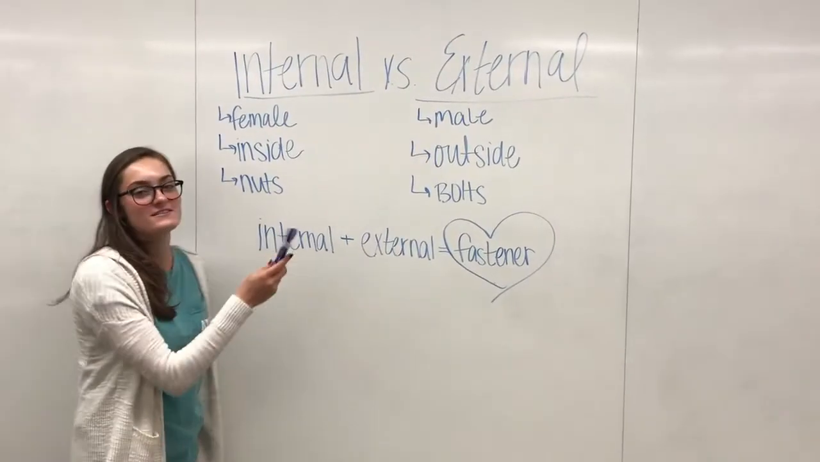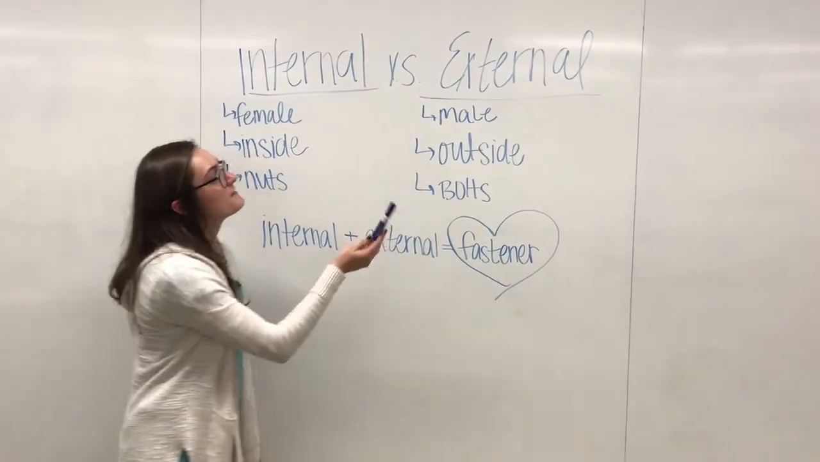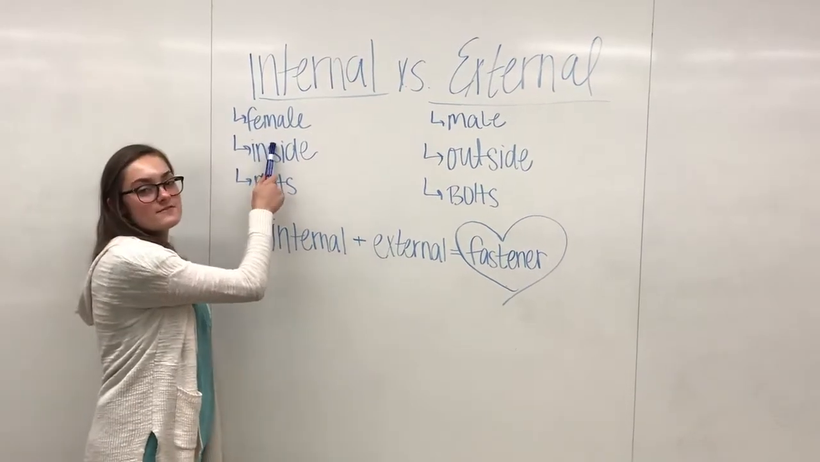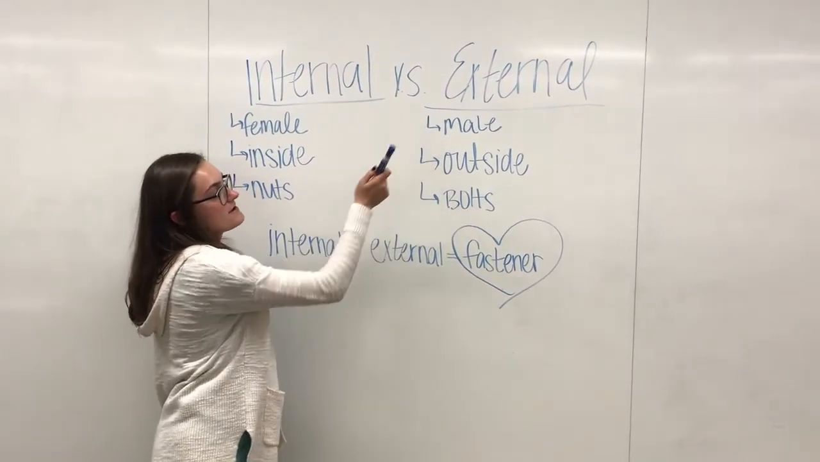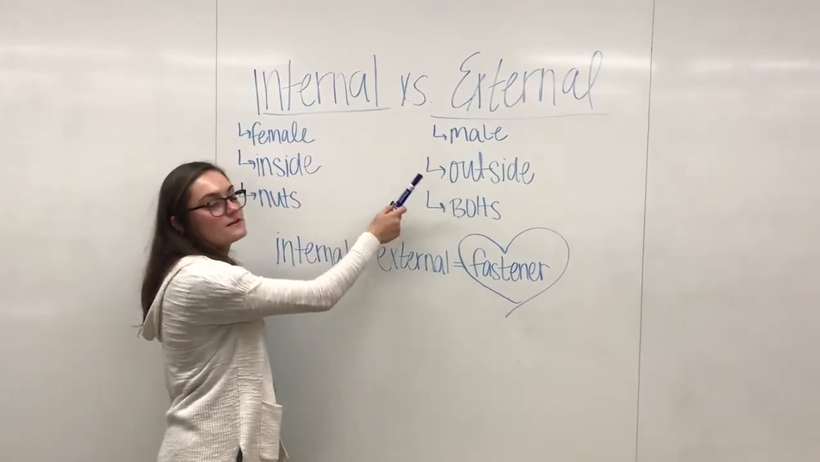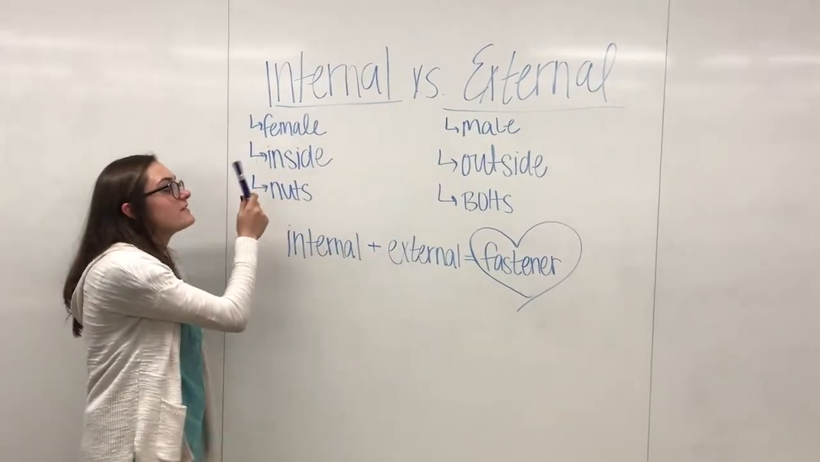Okay, so there's two different kinds. There's internal and external threading. Internal threading is also known as the female and external is the male because the male has threads on the outside and the female has threads on the inside.